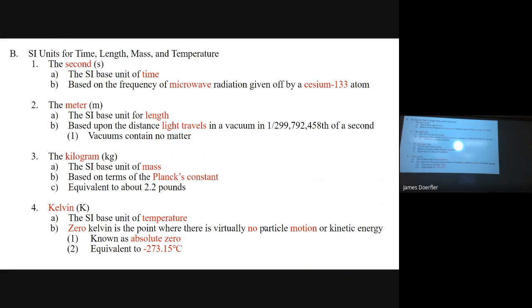So let's go through the 7 base units. The second is the base unit of time based on the frequency of microwave radiation given off by a cesium-133 atom. So in case you were ever wondering, right before you closed your eyes, where we get the measurement for a second? Well, we measure the frequency of a microwave from a cesium-133 atom.